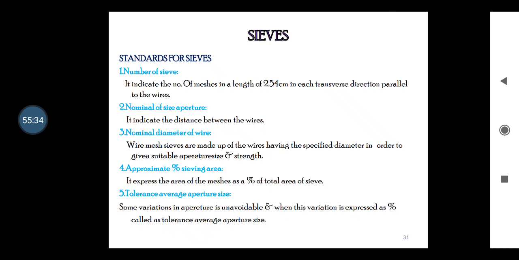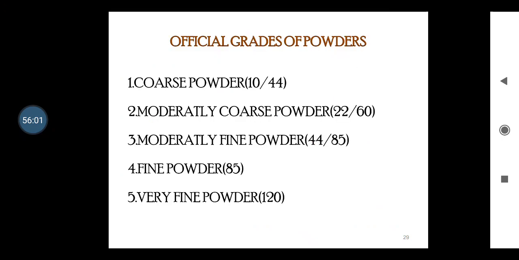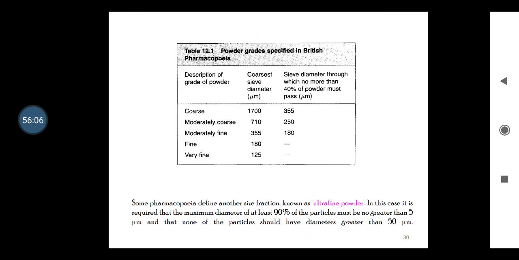So it is very clear that when we talk about the sieve only, that is the standards for the sieve. But when we talk about the official grades of the powders, then we should focus on the different types of gradation of the powders, that is coarse, moderately coarse, then moderately fine, then fine powder, and very fine powder.